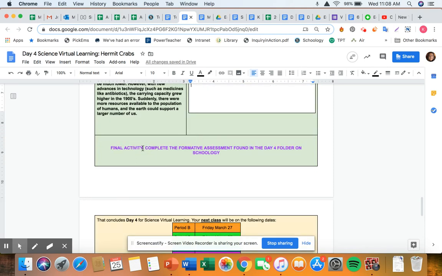Okay, your final activity, please do not submit and do not forget to do this part. You're going to find the formative assessment in the day 4 folder on Schoology. Your formative assessment today has 2 questions. Make sure you answer them both in detail.